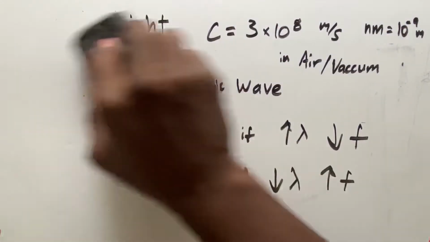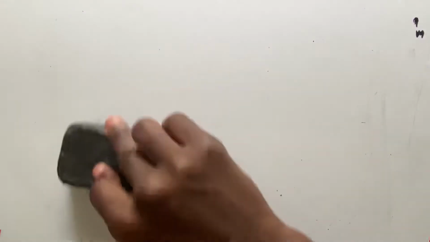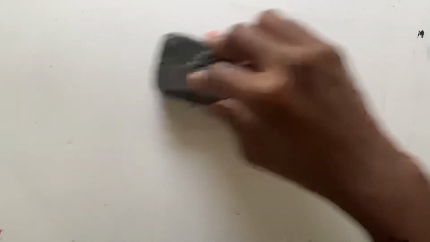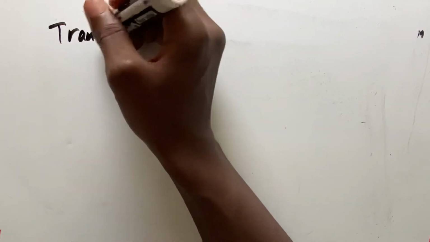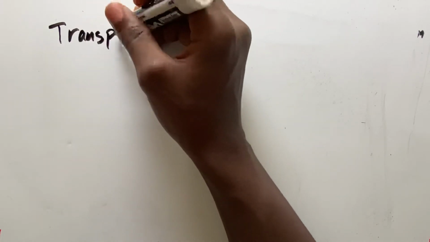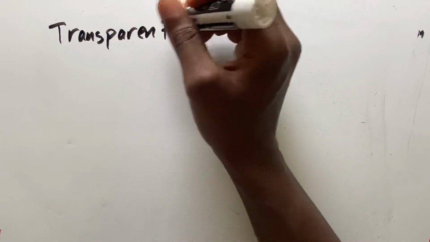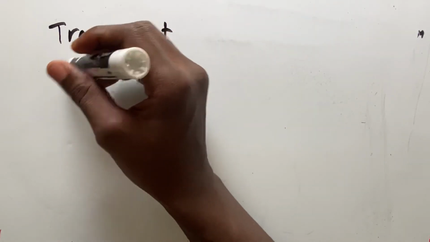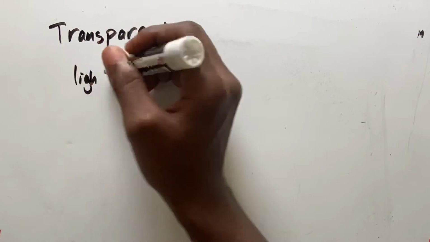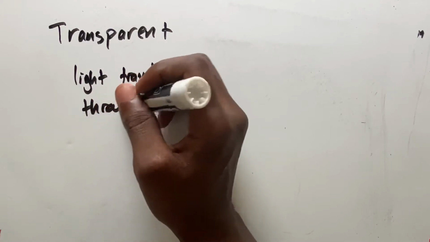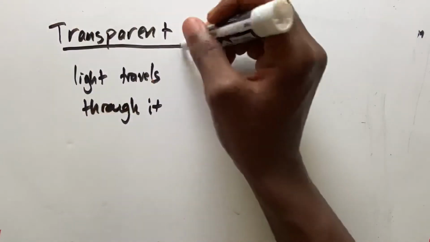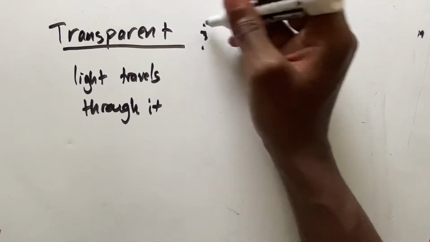Okay, so now, going along with the slides, let's go over transparent and opaque materials. So of course you probably know what transparent means. Basically means you can see through it. In other words, since you can see through it, that basically means light travels through it. All the light can travel through it. Transparent and opaque.